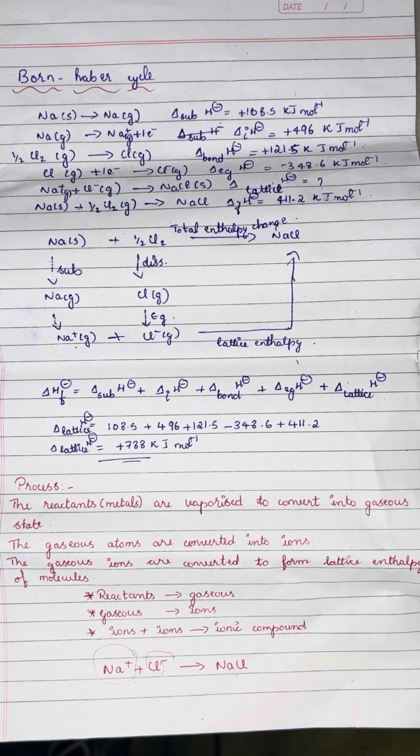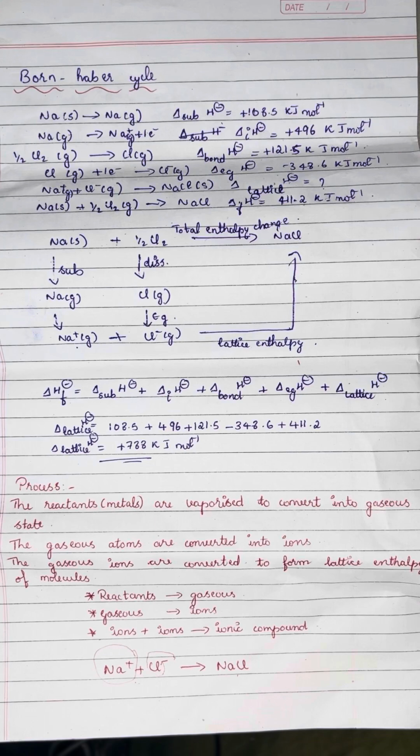And in the next process the gaseous chlorine gets converted to the ionic Cl. When this chlorine gets converted to Cl minus, obviously it will be accepting the one electron which is lost by Na.